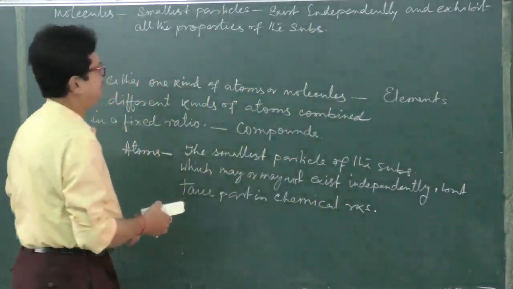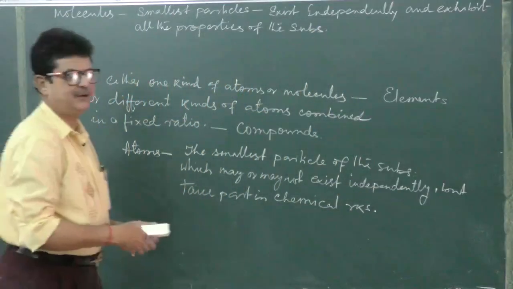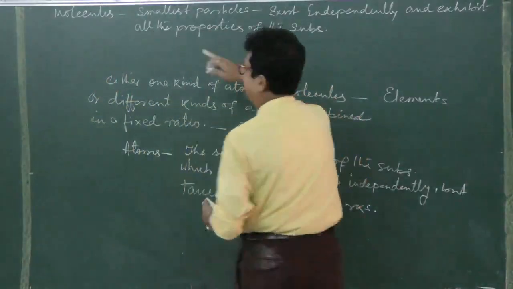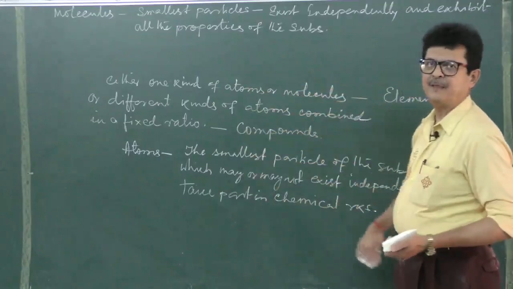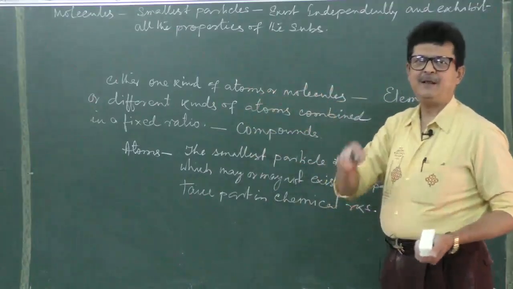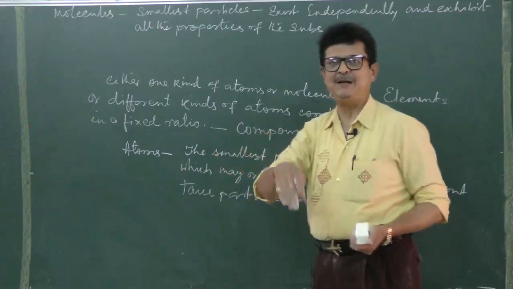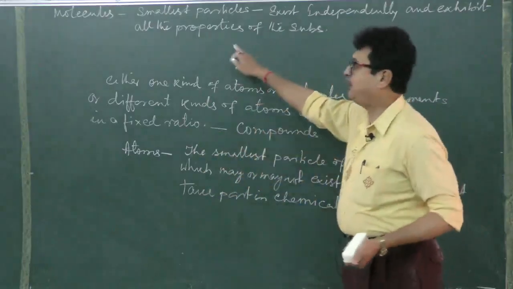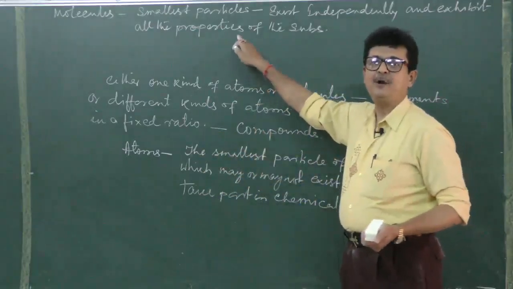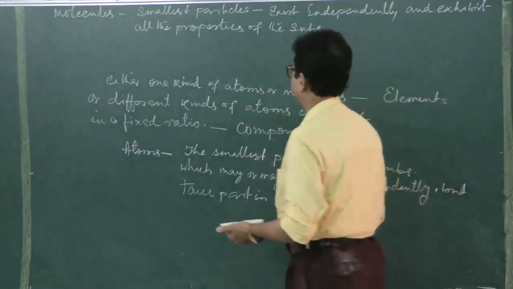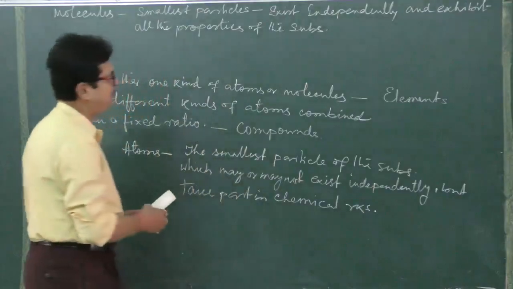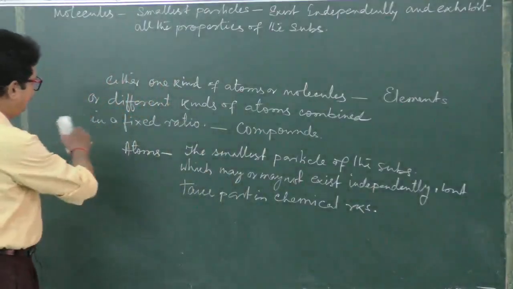we call it molecule. It does not take part in chemical reaction, but it is said that atoms compose to form molecule. Molecules are made up of atoms. Atoms are the particles which take part in chemical reaction, not the molecule. Molecule represent the substance. Molecule show the characteristic features of the substance. So these are the atoms and molecules. We have got the new words here.